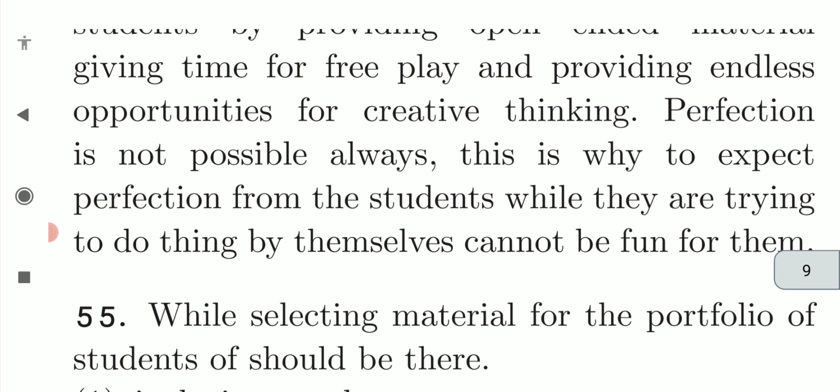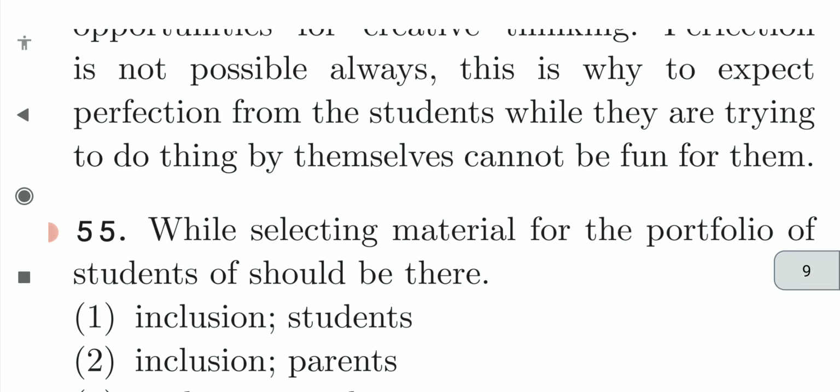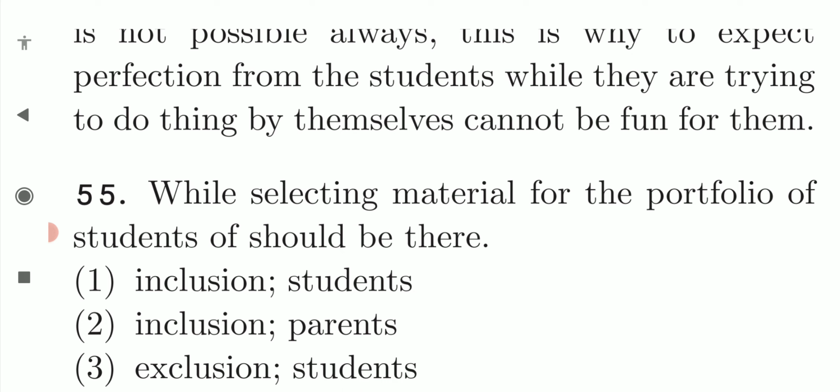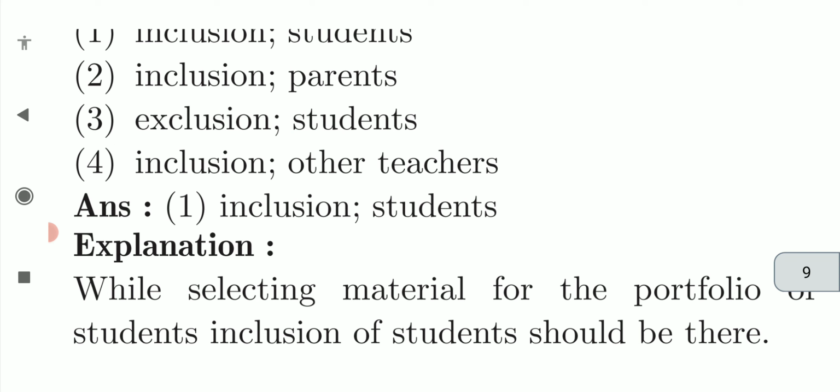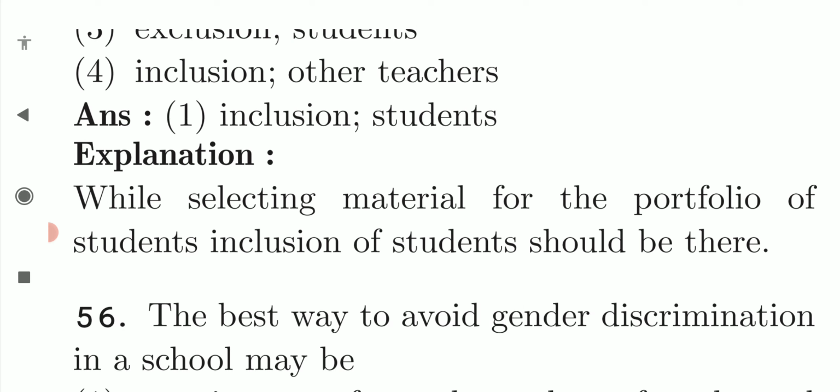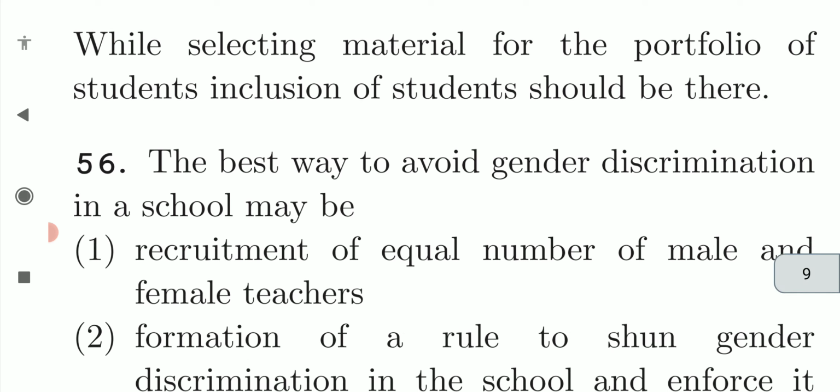Perfection is not possible always. This is why to expect perfection from the students while they are trying to do things by themselves cannot be fun for them. While selecting material for a portfolio of students, what should be there in their portfolio? Inclusion of students. While selecting material for a portfolio of students, inclusion of students should be there. Okay, every student should be included, not like backward students, physically challenged students. Every student should be involved.